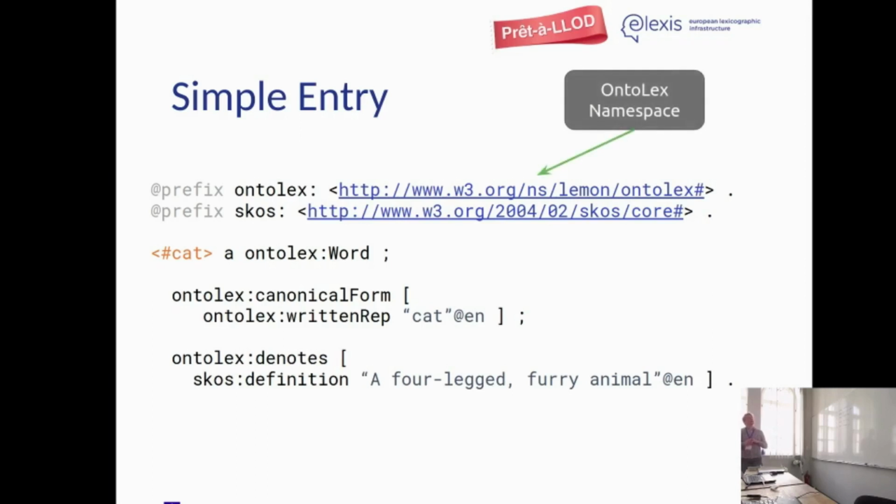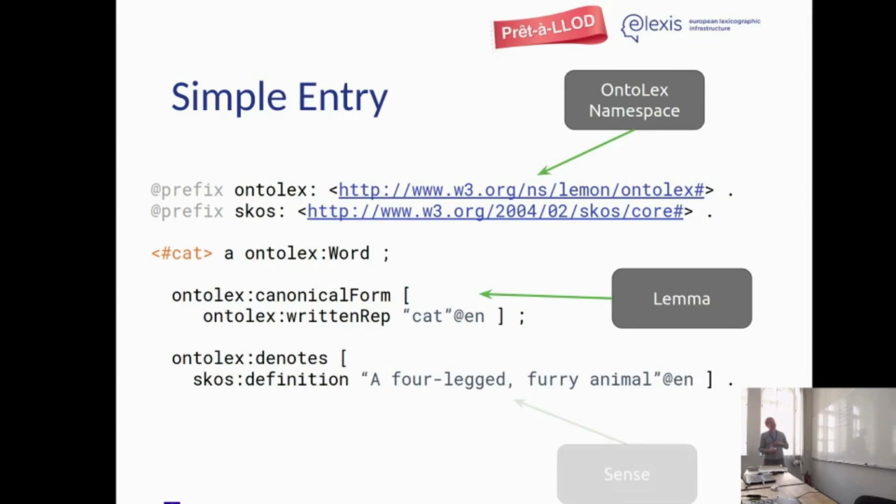So here we see we have the OntoLex namespace, which is in the W3C domain, because this is an accepted vocabulary. We have the lemma, which in OntoLex parlance is called canonical form. So canonical form just means lemma, basically, or head word, although lexicographers may argue about the difference between these meanings, and do. And finally, we have our sense given by a definition. So our sense here is that it denotes a particular definition.